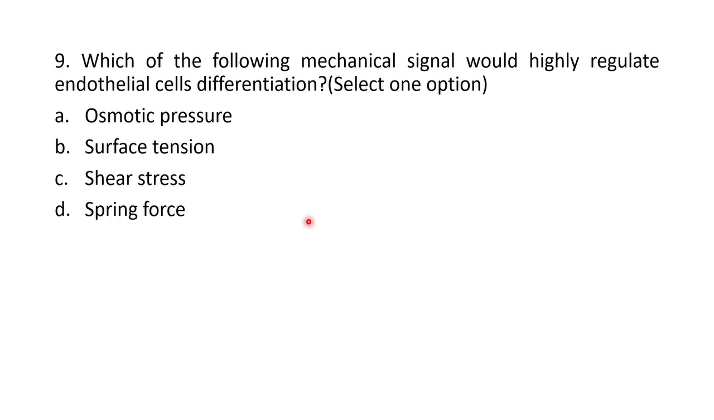Question number 9. Which of the following mechanical signals would highly regulate endothelial cell differentiation? So we would have seen about different cell types of the body by now. Which one mechanical signal is highly important for regulation of endothelial cell differentiation?